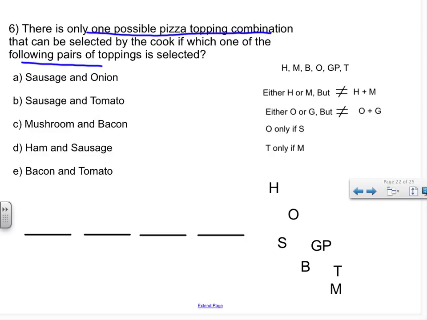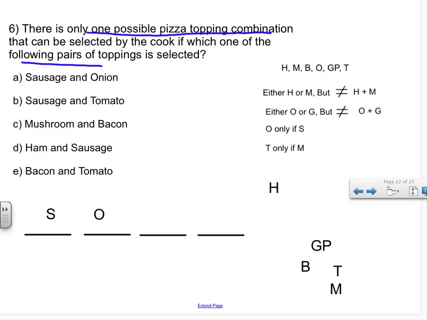So let's take a look at A, sausage and onion. So I'll put sausage in the first place, and onion in the second position. So all I have to do is prove that there's 2 ways. I don't need to see if there's 3 or 4 ways. 2 is good enough for my proof. So S and O.